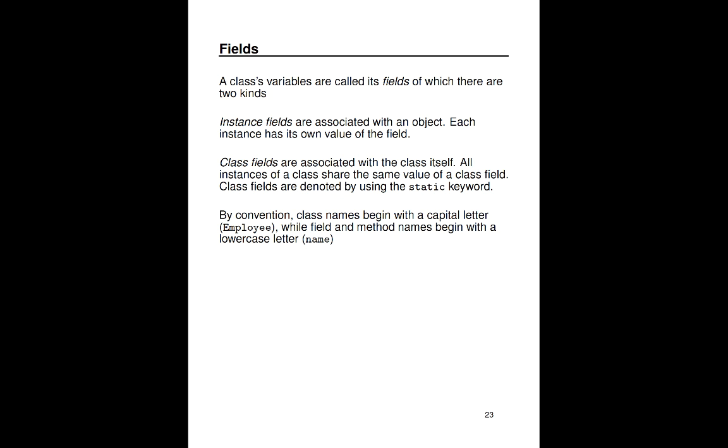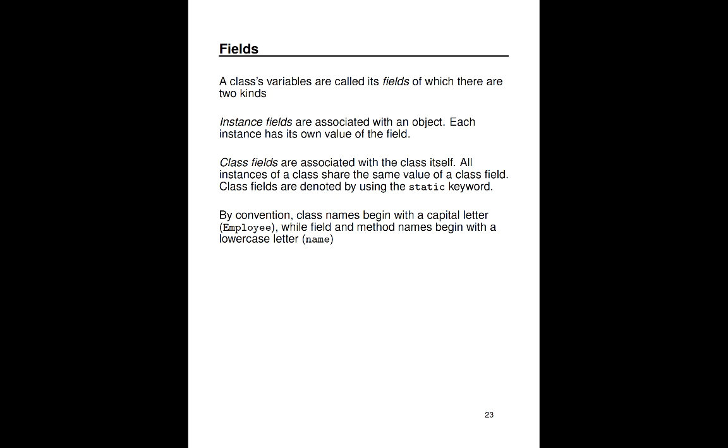In addition to methods, classes have variables associated with them that are called fields. And there are two kinds of fields in Java. There's something called an instance field, which is a piece of data, a variable that is associated with each instance of the class, with an object. There are also fields that are associated with the class itself. So no matter how many instances of that class are created, how many objects of that class exist in the system, they all share the same value of that class field. In Java, class fields are denoted using the static keyword, which means that it's static across all instances.